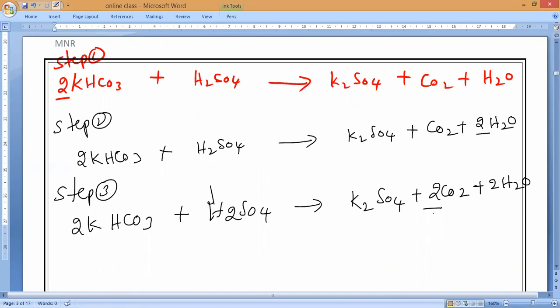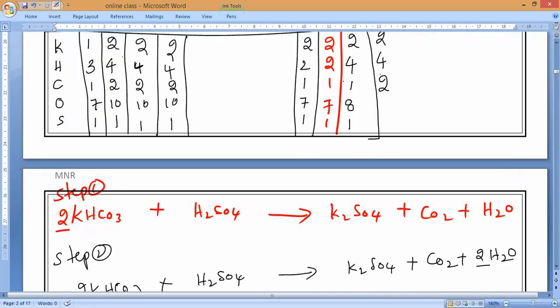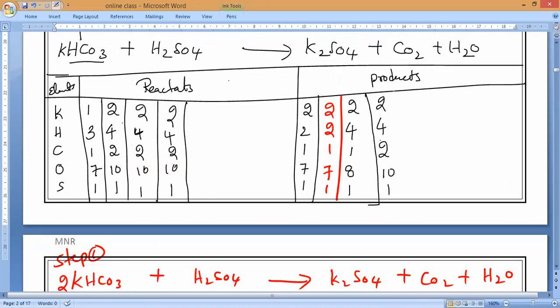4 plus 4 how much? 8. 8 plus 2 how much? Oxygens 10. Oxygens become 10. Sulfur becomes 1. So balanced or not? Yes, sir. So 2, 4, 2, 10 and 10. So I tried to balance carbon, and oxygen also became balanced. Any doubt, guys? No, sir. Everyone solve it.